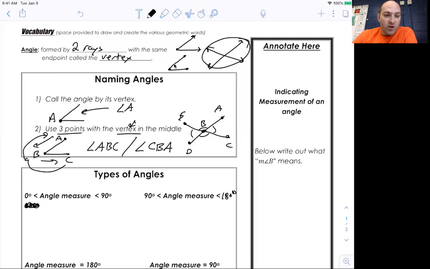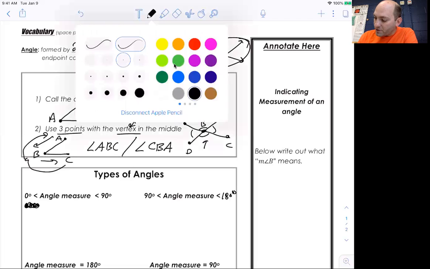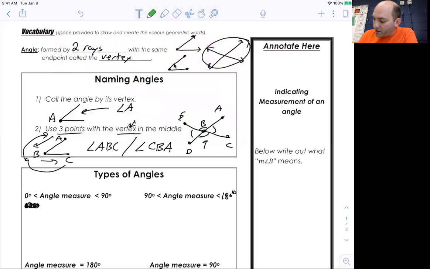A lot of scenarios, you can just stick with the 1 letter that's at the vertex, but if there's ever any debate like this, you need to use 3 letters. So if I very specifically want this one, okay, I can name that as angle CBD. That's fine, okay, or DBC, either way works, all right?